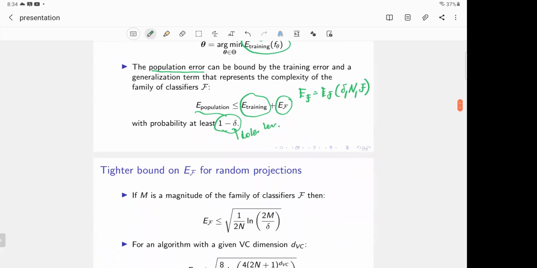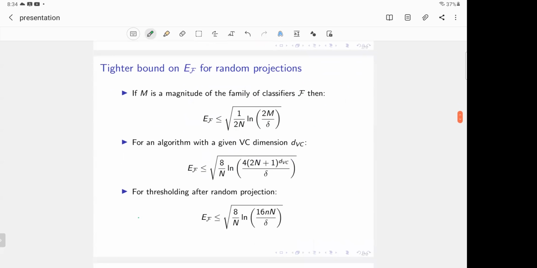For example, if we consider a family that is finite, for example, we're just choosing between x and x^2, so the magnitude of this family is just 2. We can create a bound for the generalization term in this way. So that would be the square root of 1 over 2n times the logarithm of 2m over delta. This is good news because this term converges to 0 when the number of samples goes to infinity, which means that given enough training points, we can push the generalization term as low as we want.